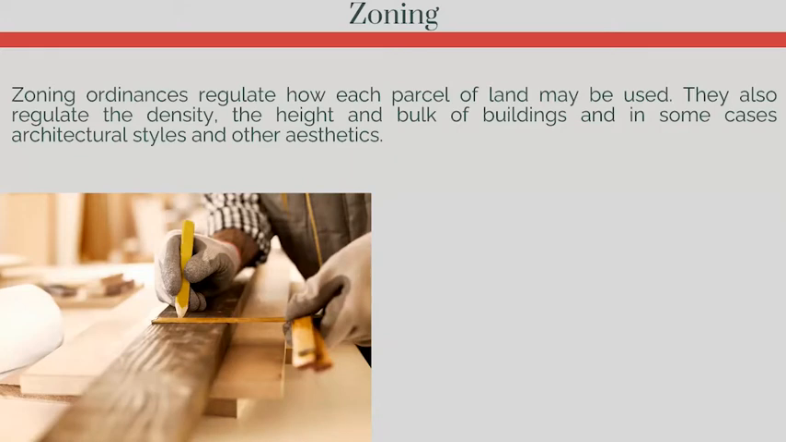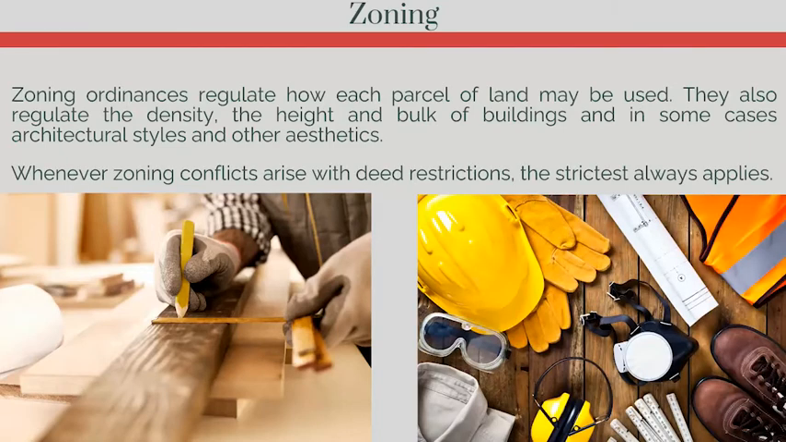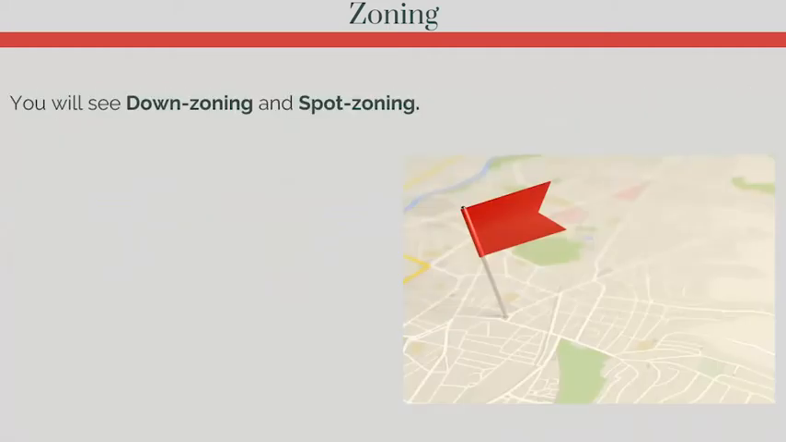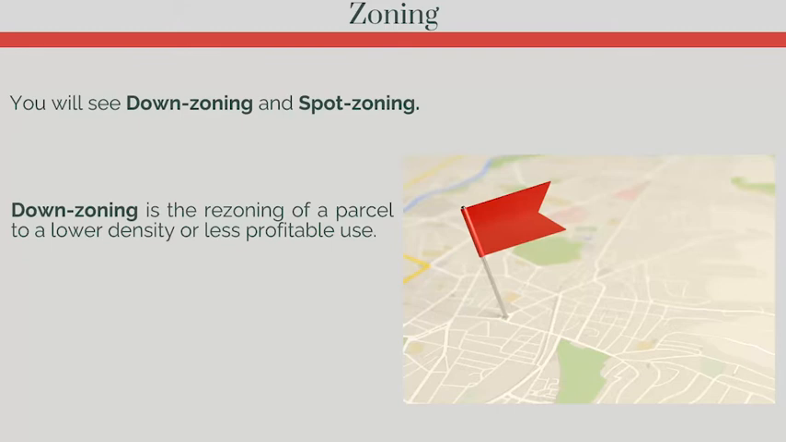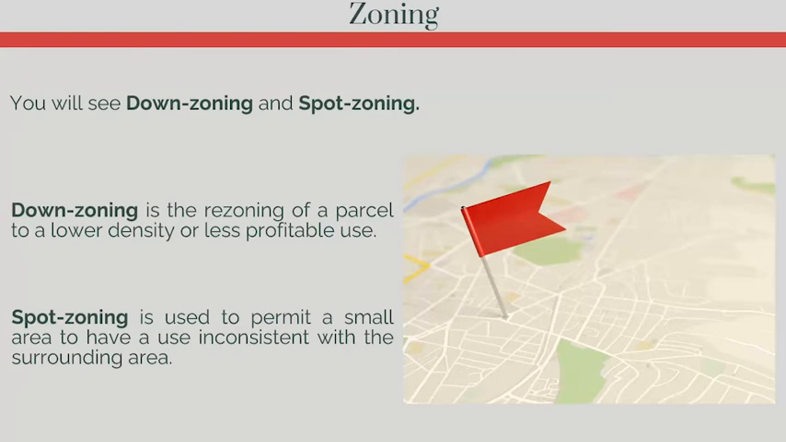Zoning ordinances regulate how each parcel of land may be used. They also regulate the density, the height, and the bulk of buildings, and in some cases, architectural styles and other aesthetics. Whenever zoning conflicts arise with deed restrictions, the strictest always applies. Remember that, the strictest always applies. You will see downzoning and spot zoning. Downzoning is the rezoning of a parcel to a lower density or less profitable use. Spot zoning is used to permit a small area to have a use inconsistent with the surrounding area.